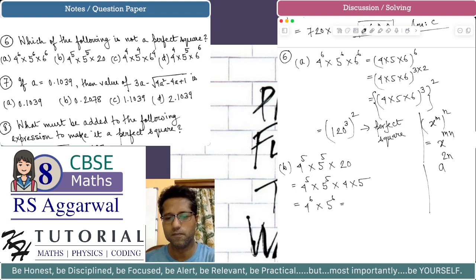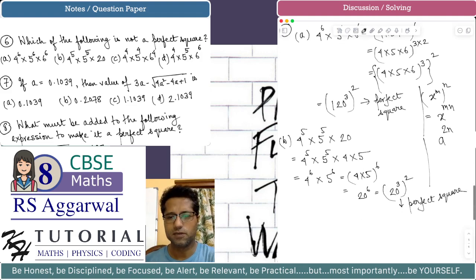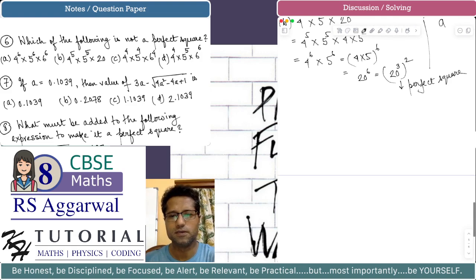This is equal to 4 multiplied by 5 whole to the power 6. This is equal to 20 to the power 6. As before, like A, we can say this is equal to 20 cube whole raised to the power 2. So this is also a perfect square. So this cannot be a choice. Let's see what is C.